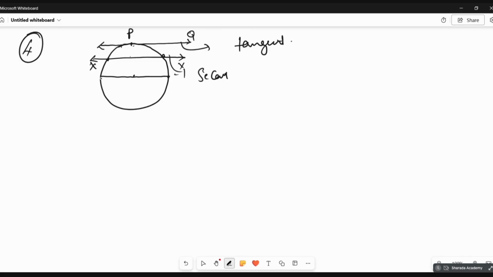And this, if I call this AB, AB is a diameter because it is passing through the center. It is also the chord which is the longest chord of any circle. Diameter will be the longest chord of any circle. Chord means a line drawn between 2 points of the circle will give you the chord. So diameter is the longest chord of the circle. Here I can write XY is parallel to PQ.